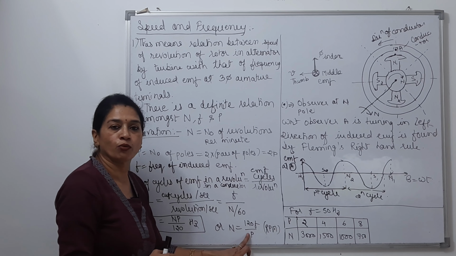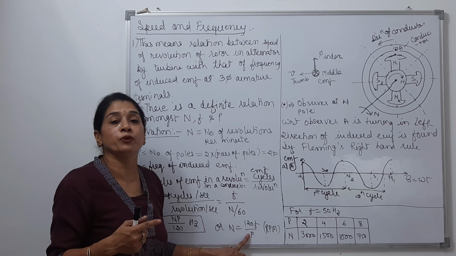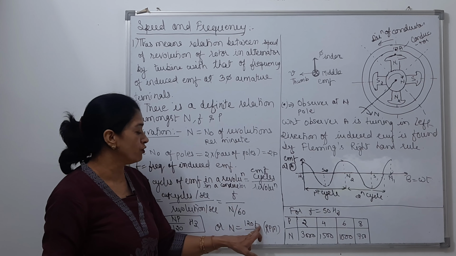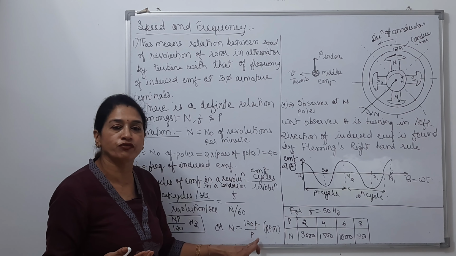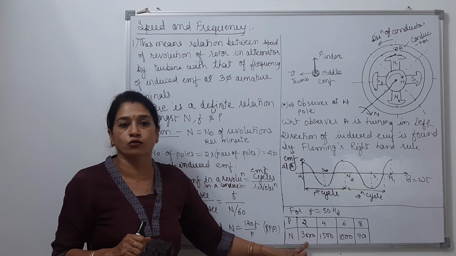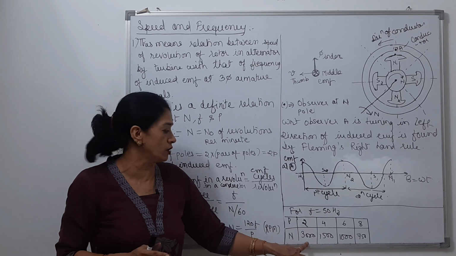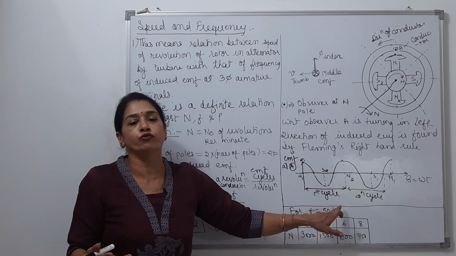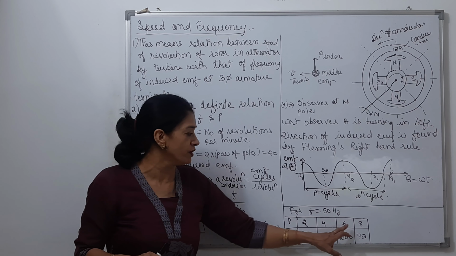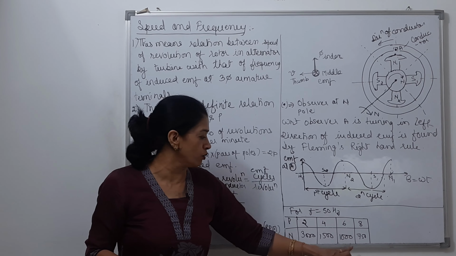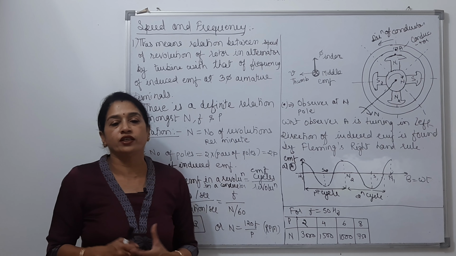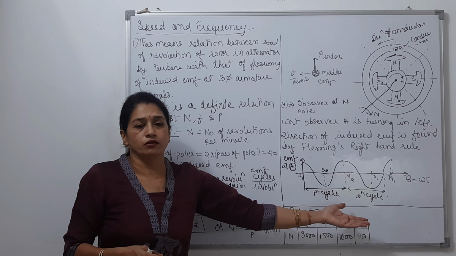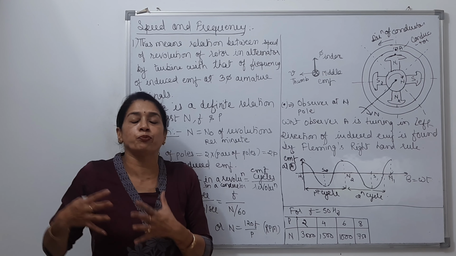With this formula, I can find out with what rotational speed rotors should be rotated. If we have a two-pole machine, and 50 Hertz is our requirement, then 120 into 50 divided by 2 gives me 3000. That means the turbine should rotate the rotor at 3000 RPM. Similarly, a four-pole alternator should be rotated at 1500 RPM to generate a frequency of 50 Hertz in EMF. A six-pole alternator should be rotated at 1000 RPM. An eight-pole alternator should be rotated at 750 RPM. This way, we have the variation of speed as per our requirement.